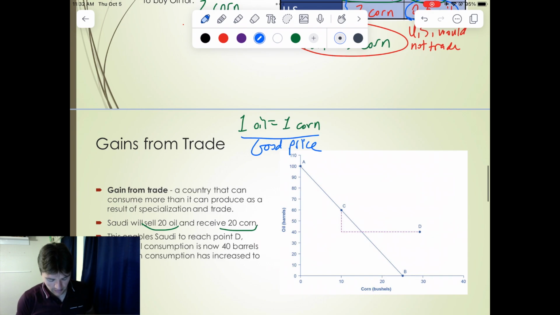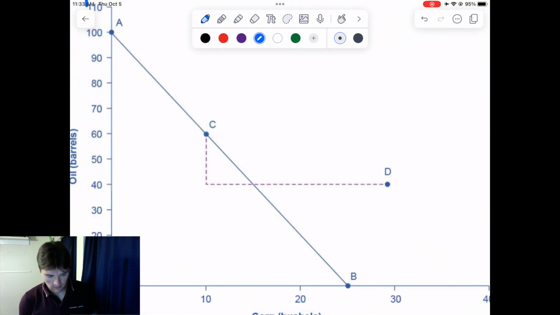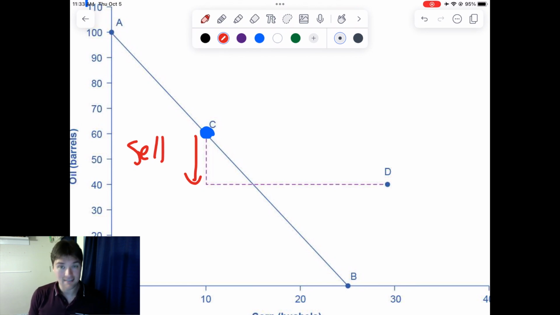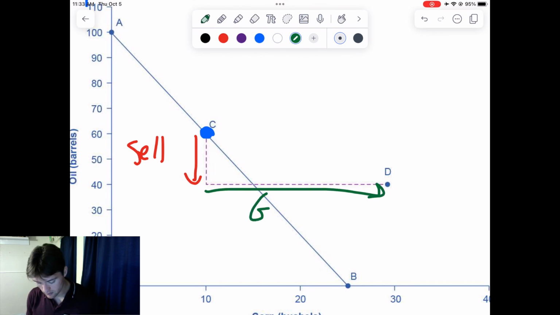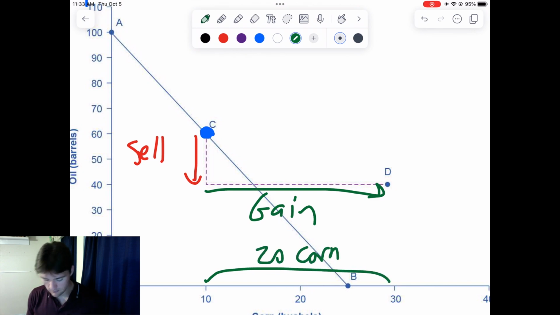Now, this enables Saudi Arabia to reach point D, where oil consumption is now 40 and corn consumption is now increased to 30. Let me show you why this happens. So basically what's happening here is you have point C here, and they sell 20 oil, and because they sell 20, they're going to gain 20 corn. So now they're at point D.